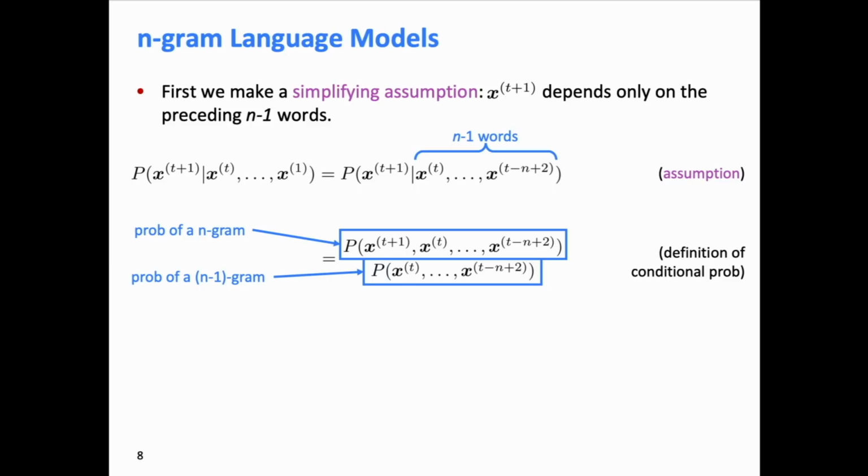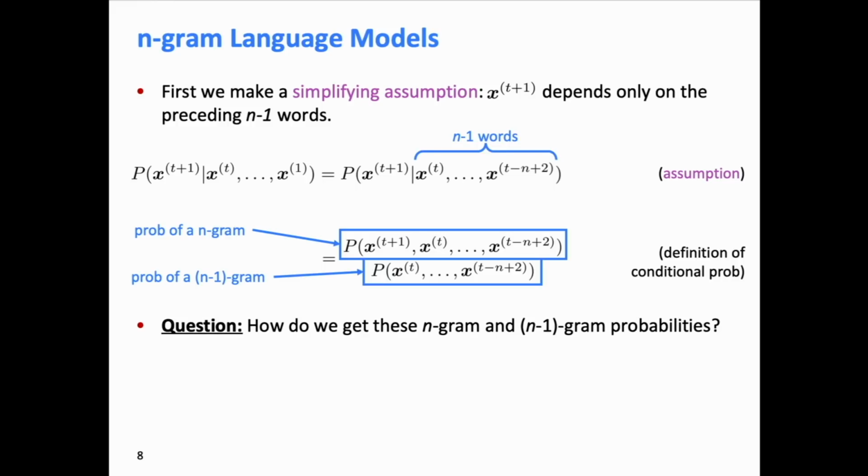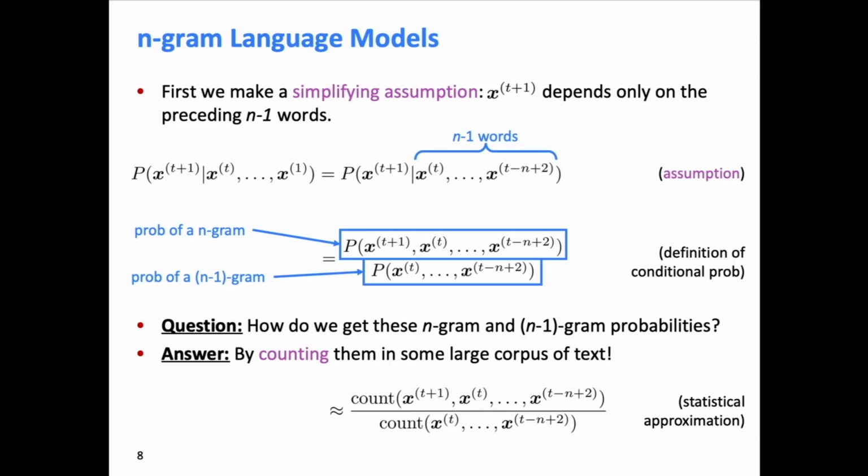Okay, so that's the definition of the probability of the next word, but the question remains, how do we get all of these n-gram and n-1 gram probabilities? The answer is we're going to get them by counting them in some large corpus of text. We're going to approximate these probabilities just by the count of the number of times that these particular n-grams and n-1 grams appeared in our training corpus.